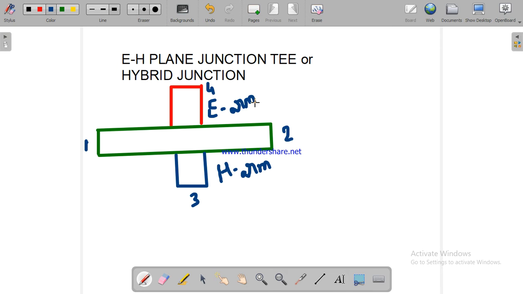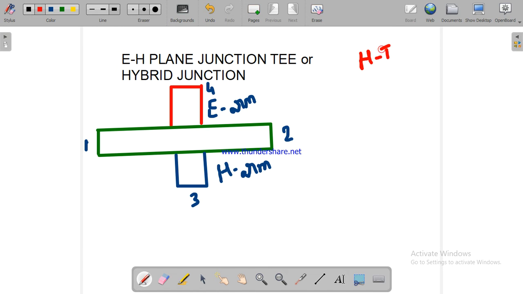Just remember it. Port 1 and port 2 are called collinear arms or coplanar arms, and it is the main waveguide. Another waveguide is introduced here. It is the H arm. It is perpendicular to port 1 and port 2, and here also the same thing. It is the E arm. It is also perpendicular to both port 1 and port 2. Externally we are introducing another waveguide.